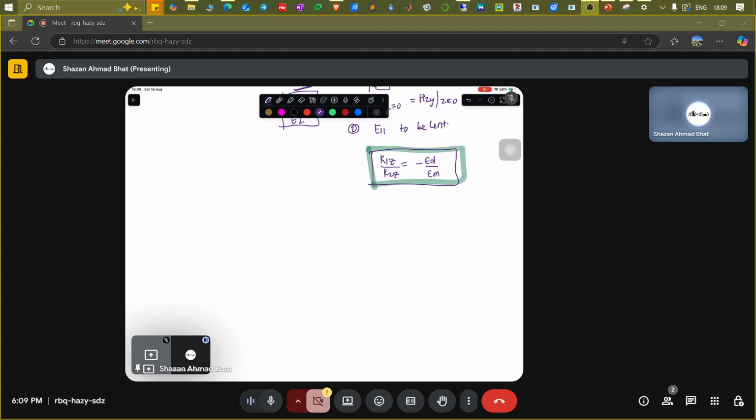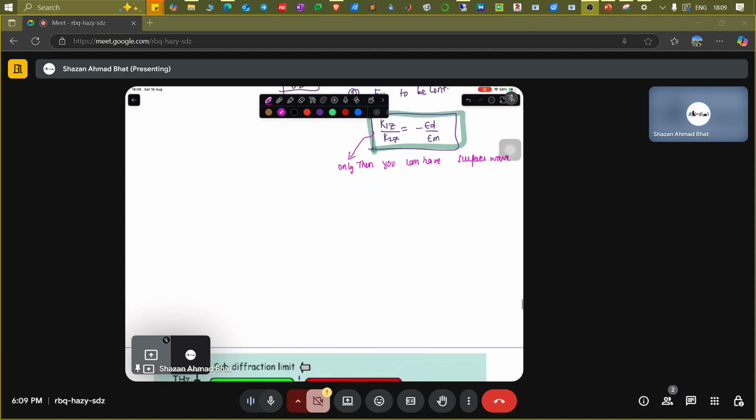For a propagating surface wave, the wave vector in the first medium along z divided by the wave vector in the second medium along z should be equivalent to minus epsilon d divided by epsilon m. So only then you can have a surface wave. What does it mean? It means that epsilon d and epsilon m should have opposite signs.